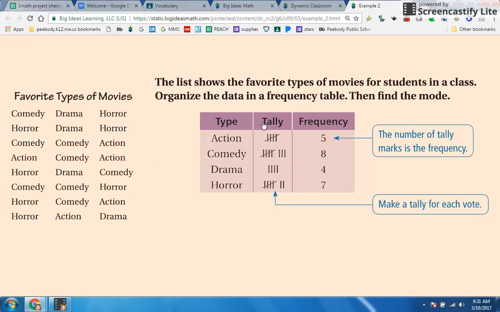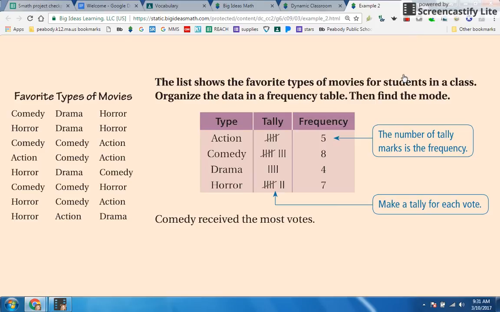Then you go through and you tally as you see them. So what I would do is cross it out as I'm tallying. So I would cross out comedy, put a tally, cross it out so that you don't miss anything. Then you can just total it at the end. So now we have our frequency table. We can just look for the one with the highest number. So the highest number is 8, so therefore comedy would be the mode of the data.